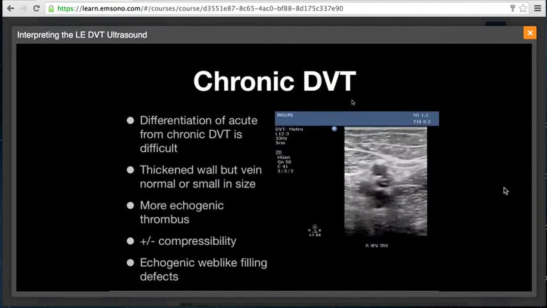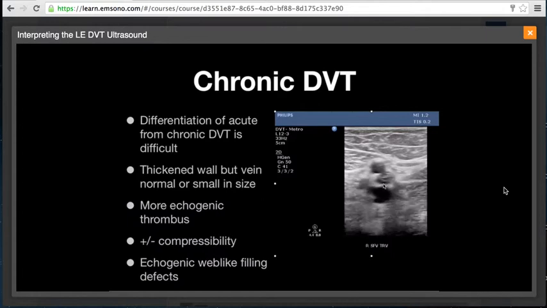What about chronic DVTs? Can you differentiate an acute from a chronic DVT? That is possible, but it can be very difficult. Chronic DVTs will usually have a thickened wall. The vein will be of normal or small size, and you may see echogenic thrombus within there, and they may have partial or complete compressibility, and you may notice echogenic web-like filling defects within the vessel.